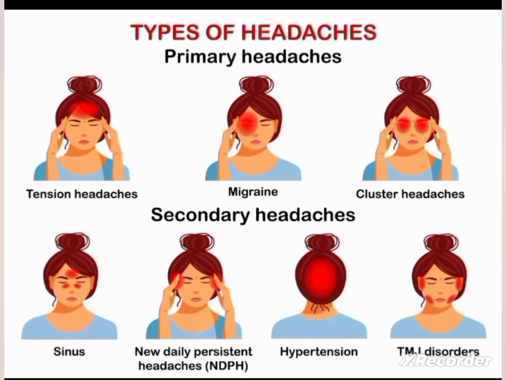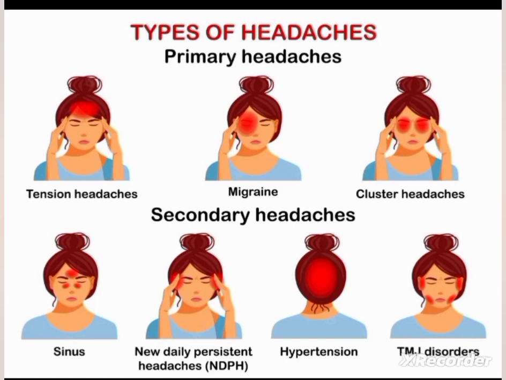Next one, cluster headache. Cluster headaches are a rare form of headache affecting less than 1.1% of the population, and it involves repeated headache that can occur for weeks to months at a time, followed by a period of remission. So in cluster headache, there will be a period of headache for weeks to months and there will be a period of remission.